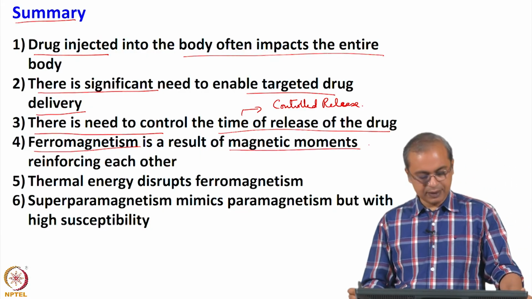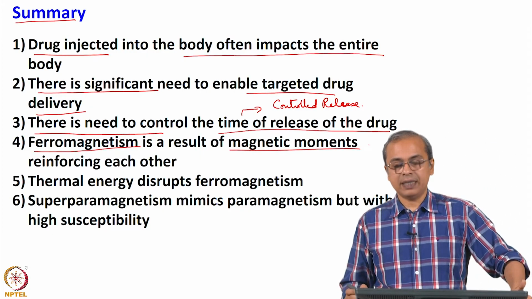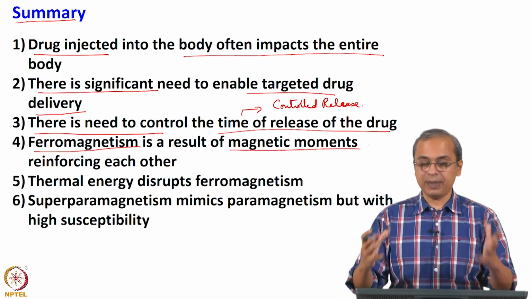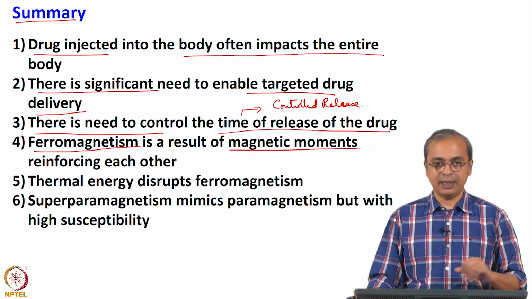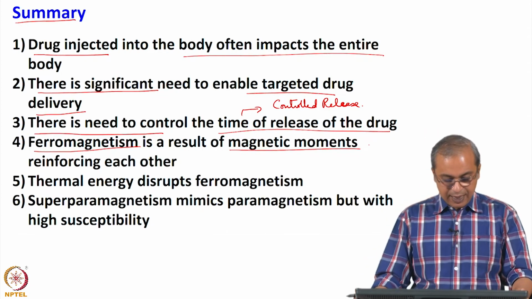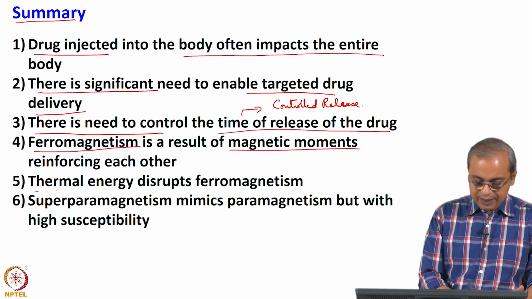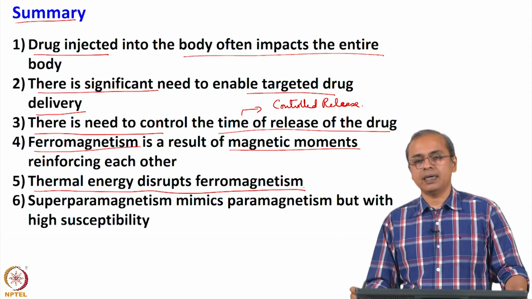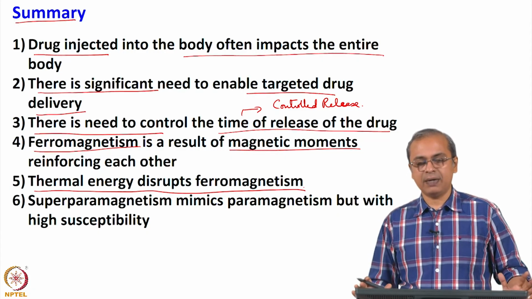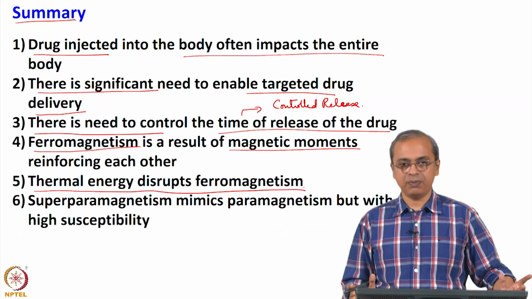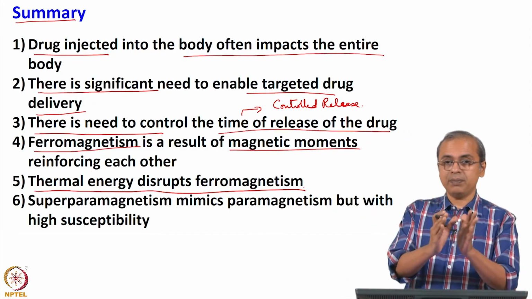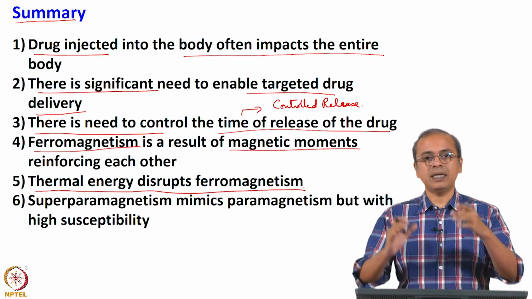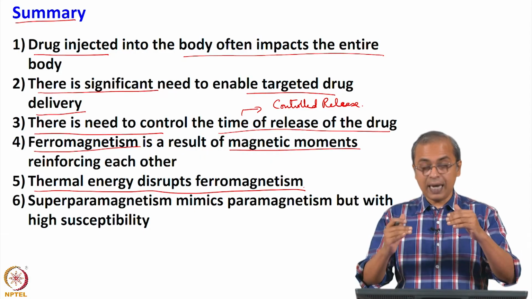In this context, we have also looked independently at the idea of ferromagnetism, that it is a result of magnetic moments reinforcing each other, and therefore there is some level of permanent magnetism in the material. That is why we call it a magnetic material as opposed to paramagnetic and diamagnetic materials. Generally, thermal energy tries to disrupt this ferromagnetism, but the domains reinforce each other so significantly at the macro scale that the thermal energy is unable to disrupt them at room temperature.